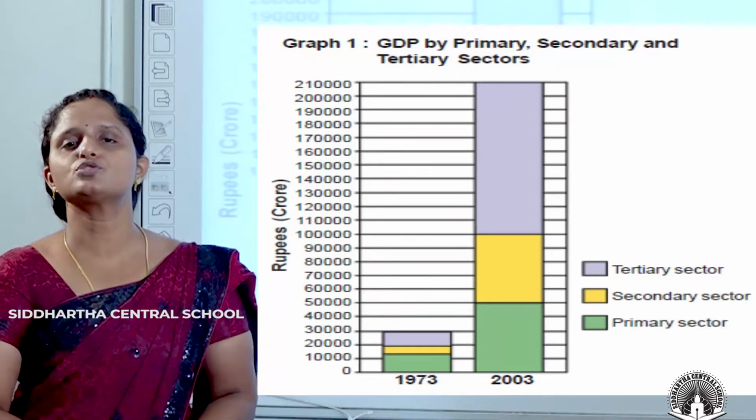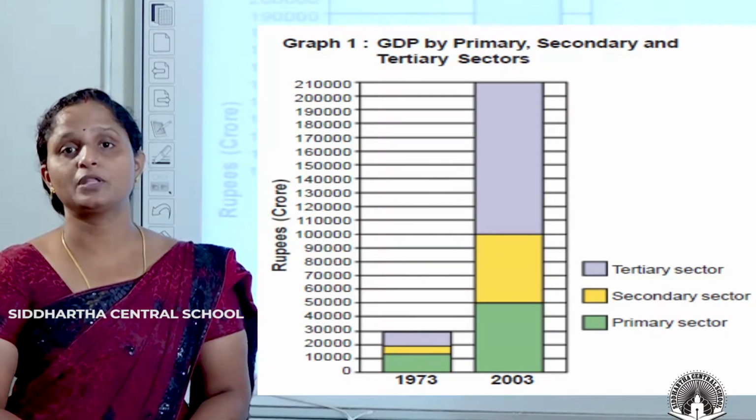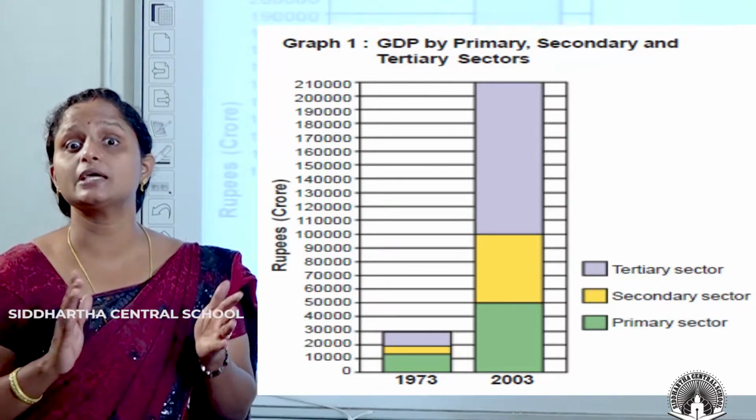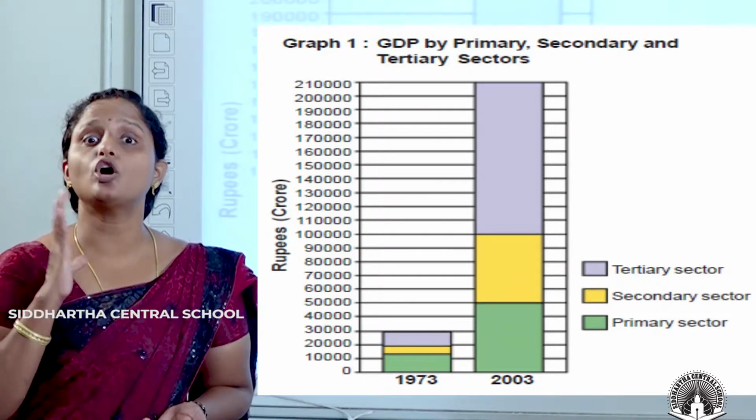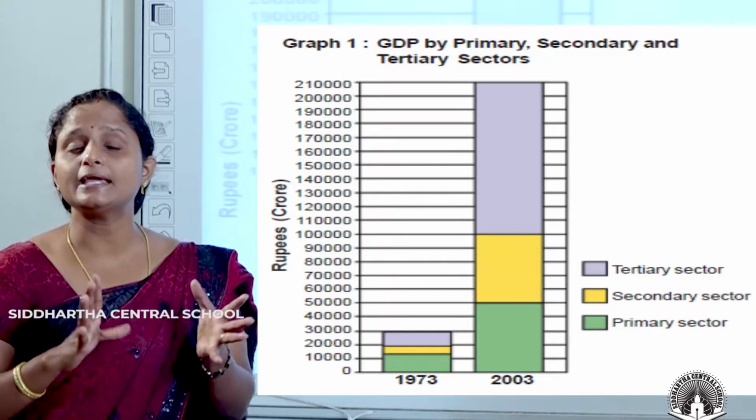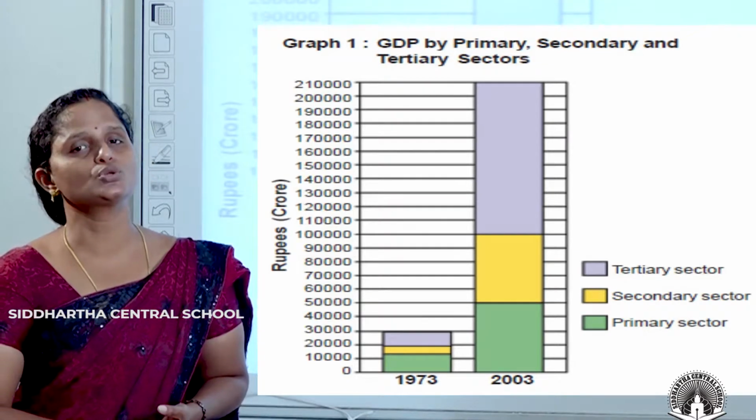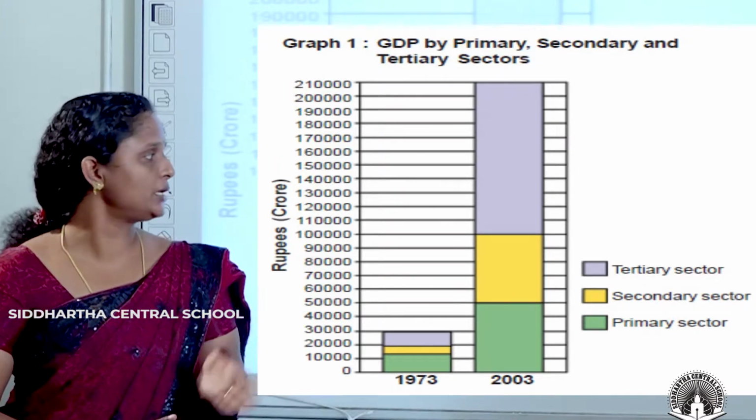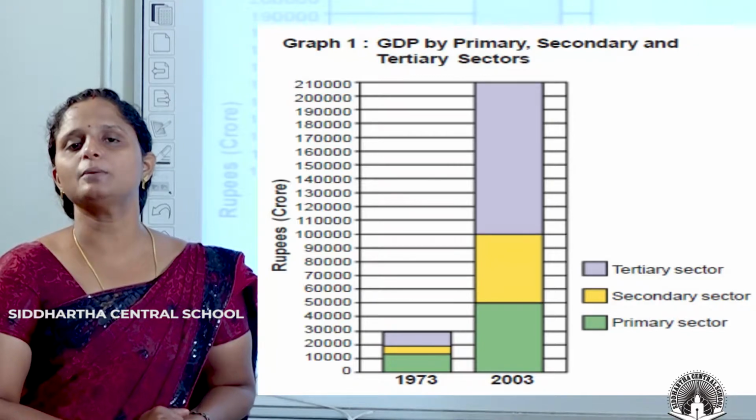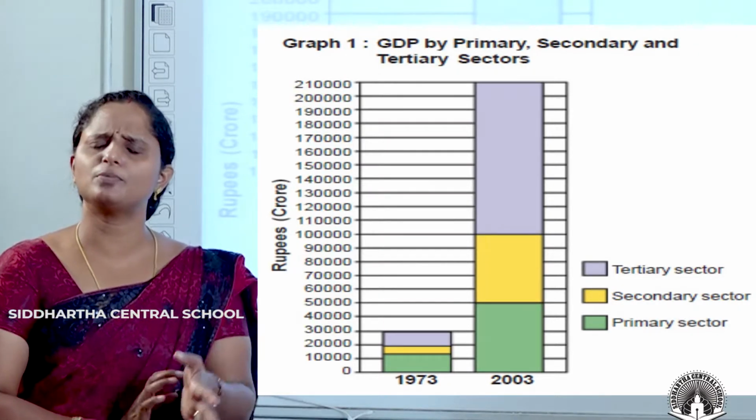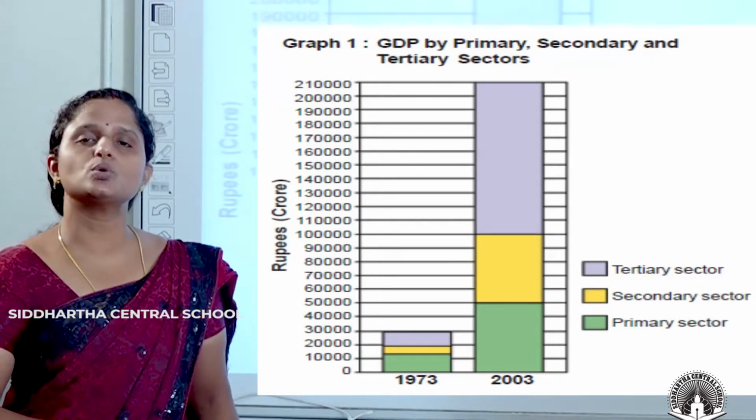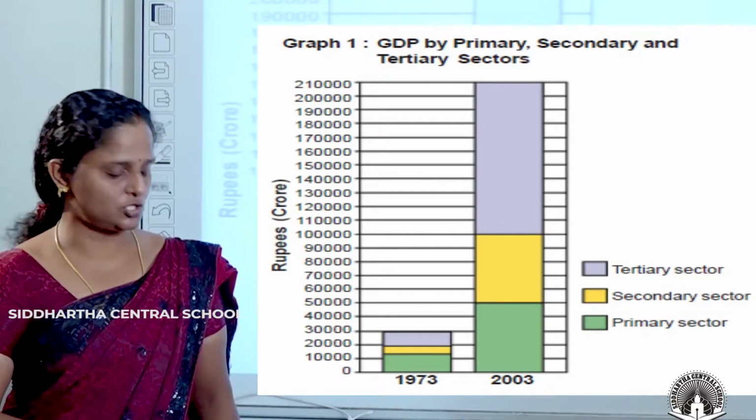Now, when we move to 2003, just have a look. Now we can see all the sectors have developed. The primary, the secondary, and see the case of the tertiary sector. It has gone too high. That means our service sector has increased a lot. And it is the one which is contributing more to the GDP of the country than the primary and the secondary sector. Even though more number of people are engaged in the primary sector, the contribution is comparatively not that large. Okay, so this is the graph which shows the comparison of the three sectors.